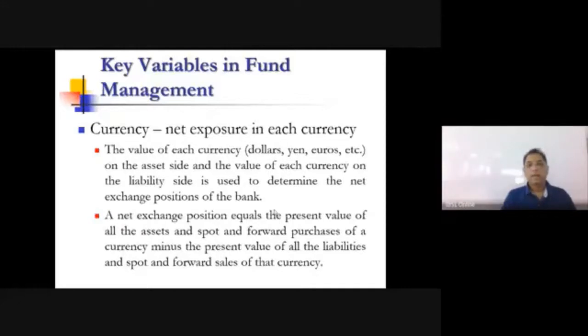Right? I'm on slide 27. Under that, the second point, the net exchange position equals the present value of all assets, spot and forward. That is talking about foreign exchange transactions, so I won't go into that. But for the moment, I just want you to understand that fund management in this case is where, even if there is no foreign exchange requirement, the bank has to be able to manage its currency requirements for its clients on an ongoing basis based on the payments and receivables from their clients.